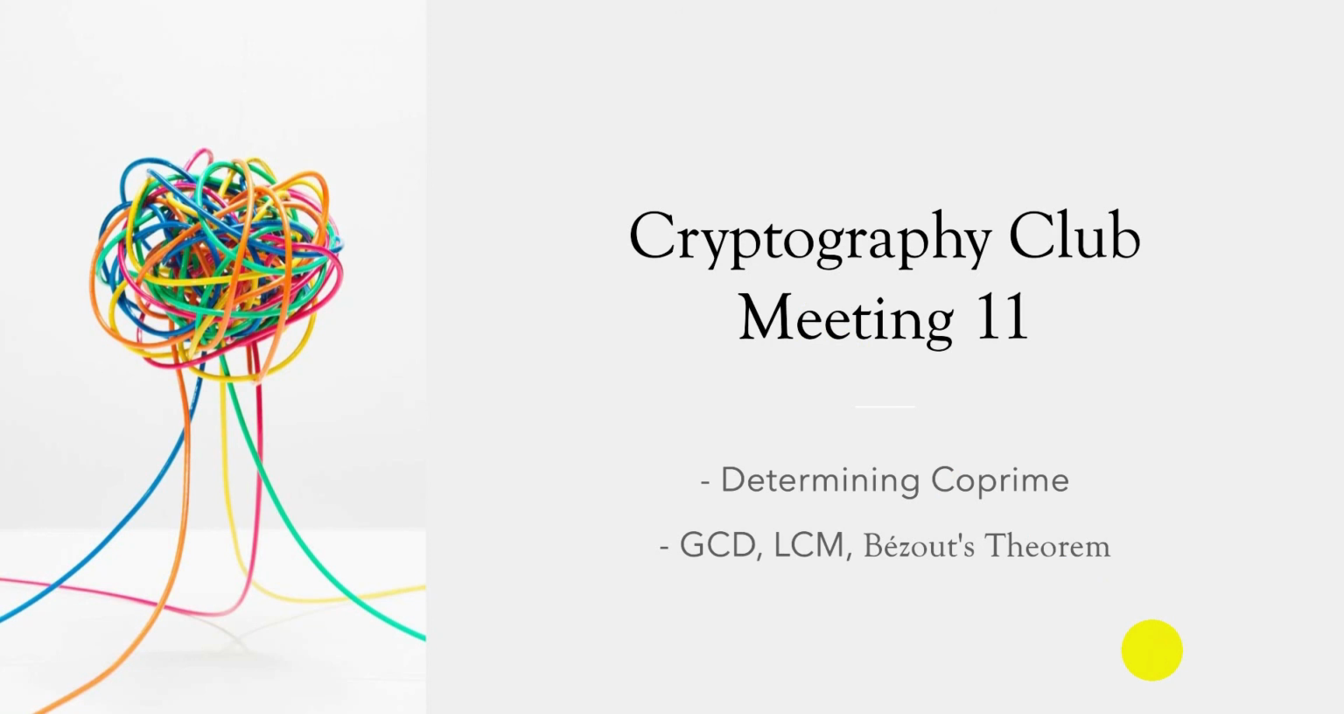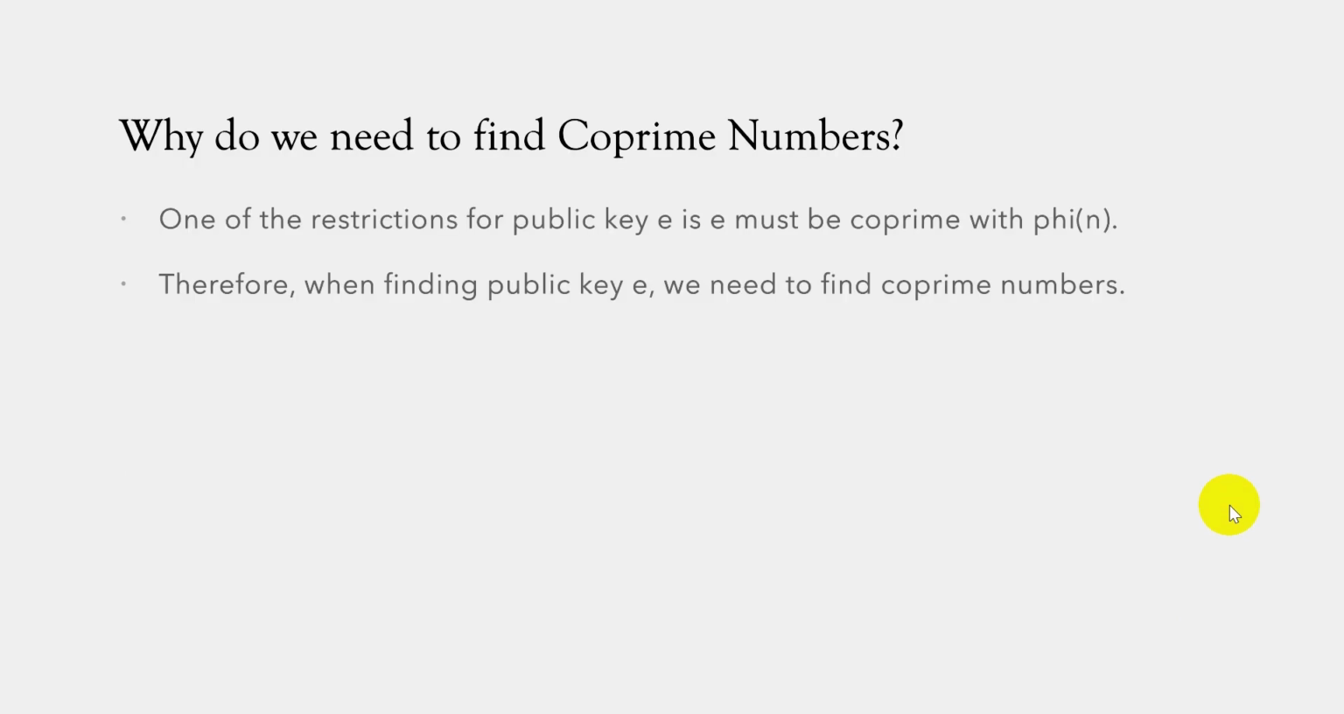We're going to talk about determining coprime, greatest common divisor, least common multiple, and Bézout's theorem. Why do we need to find coprime numbers? We need to find them because one of the restrictions for public key E is that E must be coprime with phi n. So when we're trying to find public key E, we need to find coprime numbers.